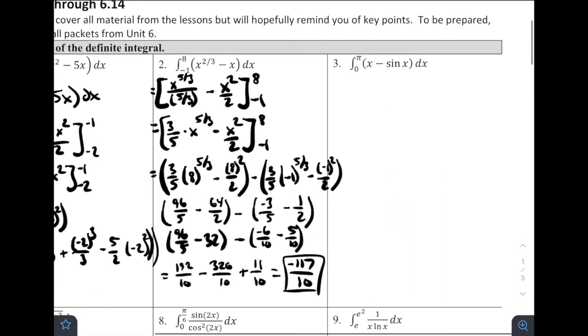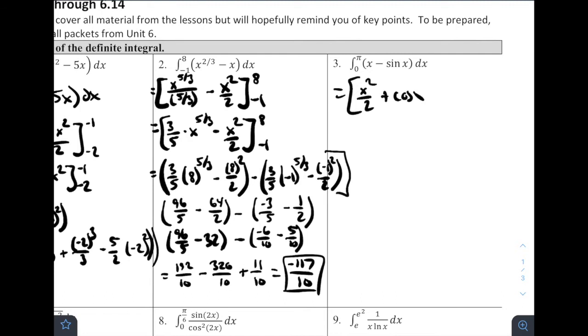Nice. Let's talk about number 3, trig functions. This is already set up pretty nicely. Let's take the antiderivative. So the antiderivative of x is x squared over 2. The antiderivative of negative sine is going to be positive cosine of x. We keep our limits of integration. Next, we're going to do our fundamental theorem of calculus. We're going to plug in pi to both x's. We're going to subtract. We're going to plug in 0 to both x's.